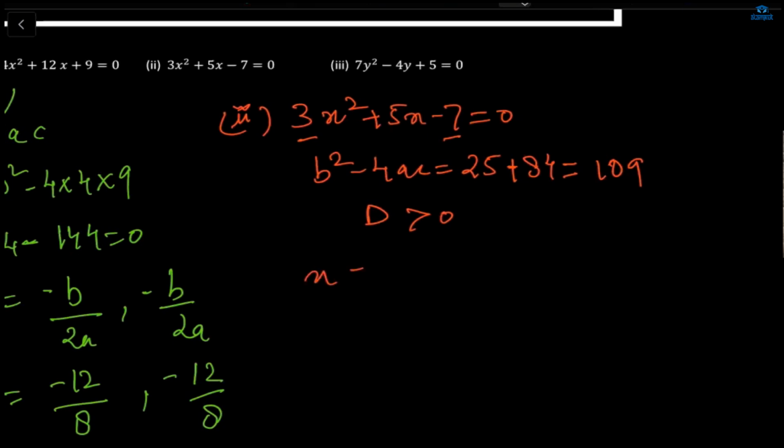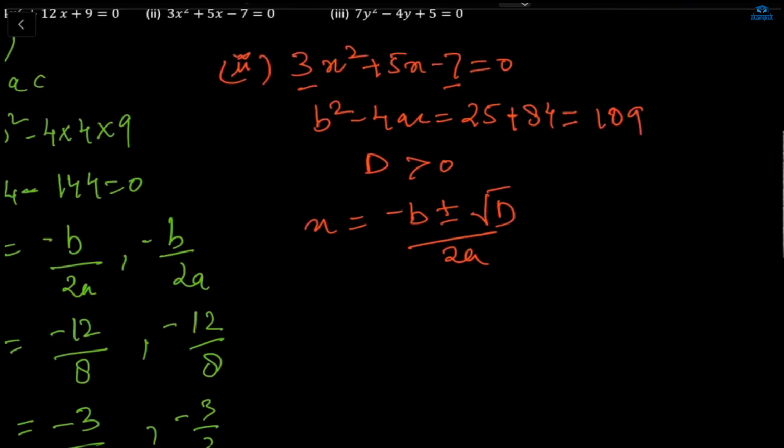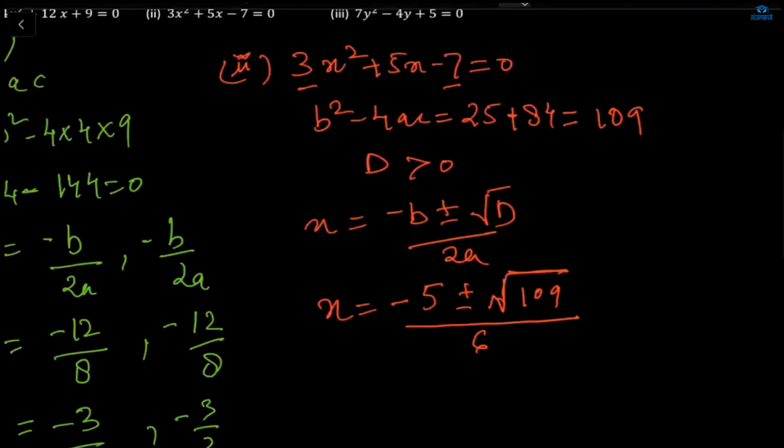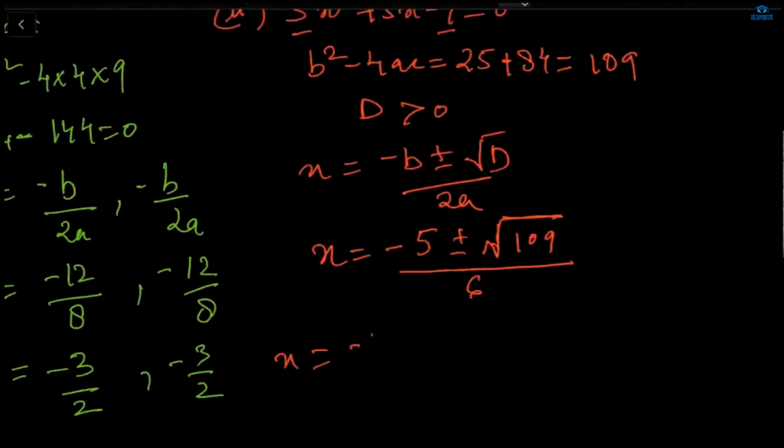So x is equal to minus b plus or minus root d upon 2a. I'm not writing the complete answer. Minus b will be minus 5 plus or minus root 109, and 2 times 3 is 6. Because root 109 doesn't exist as a whole number, you can directly write it like this: minus 5 plus root 109 upon 6, and minus 5 minus root 109 upon 6. Now let's check the third one.